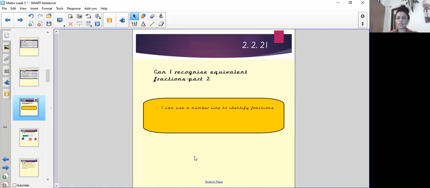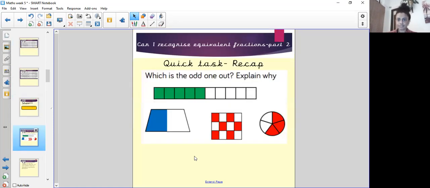So let's find out what we're learning about today. Today's lesson, we're learning how to recognize equivalent fractions, part 2. So here's a task, a quick recap. Pause the screen and have a think which one is the odd one out and can you explain why?